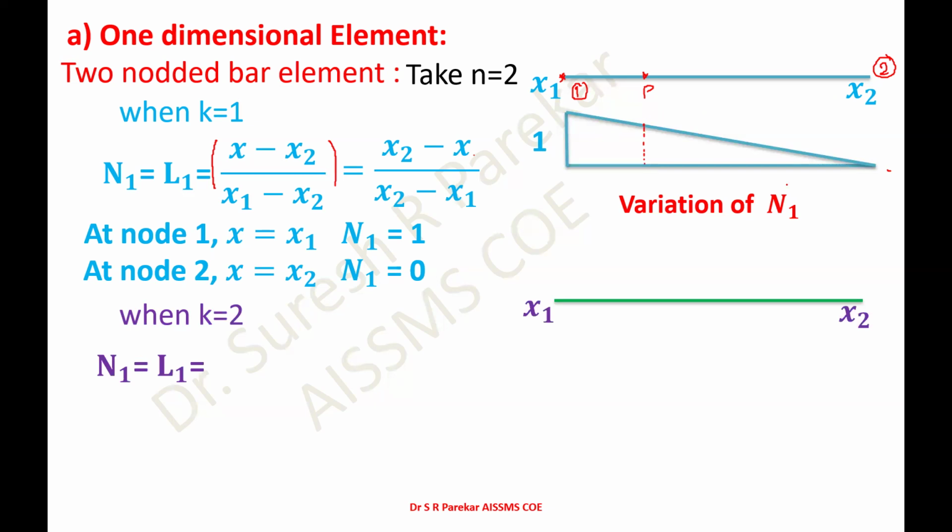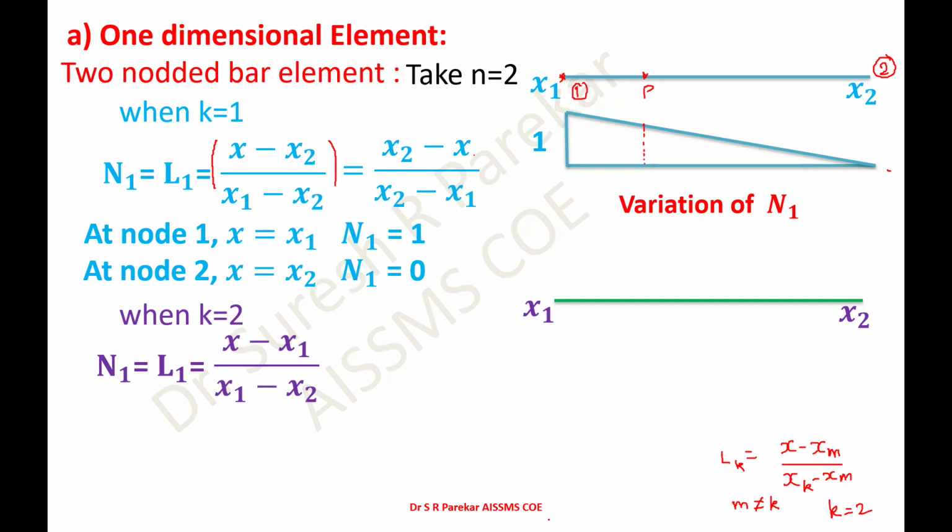Now, when k is equal to 2, we have x1, x2, and N2 is equal to, now what will be the formula? Try to understand this. We have already seen the formula for Lk, which is x minus xm upon xk minus xm, where m is not equal to k. When k is 2, we are not using x2 for xm, but xk is x2. Therefore we get x minus x1 over x2 minus x1.